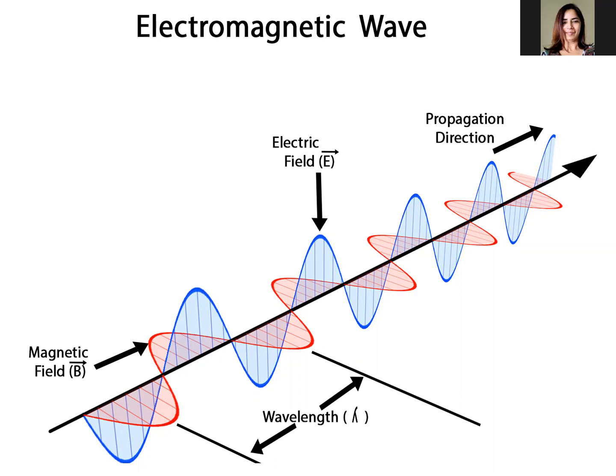The topic which we're going to discuss today is UV and visible spectroscopy. Visible light is a form of energy. According to the wave theory, light travels in the form of waves.